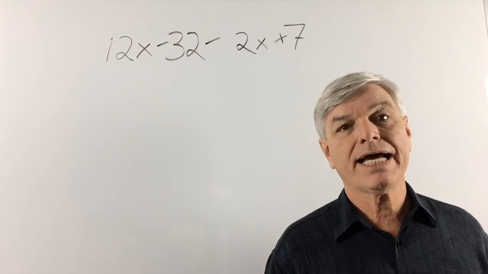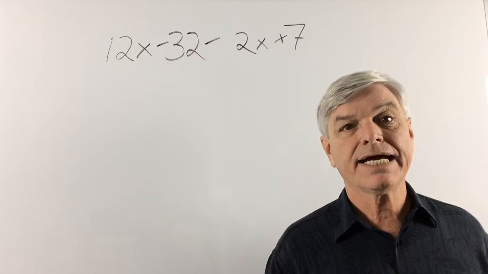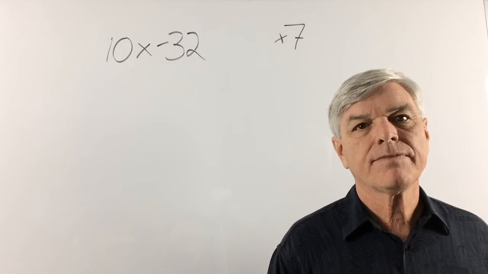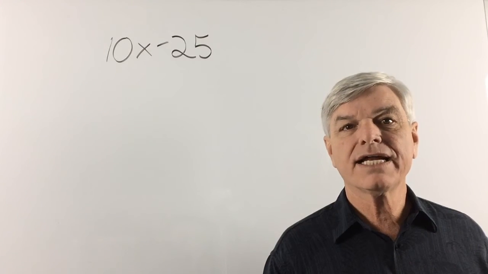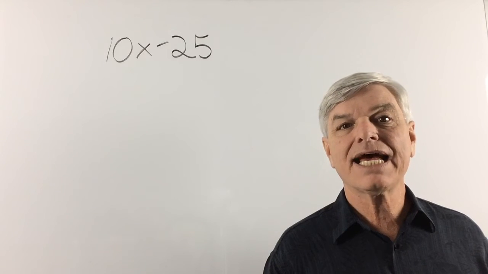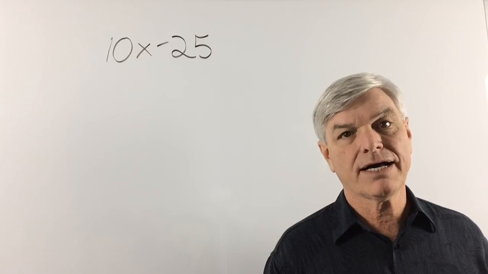There we go, and we can add 12x plus negative 2x. And we have negative 32 plus 7. That's negative 25, and our answer is 10x minus 25.